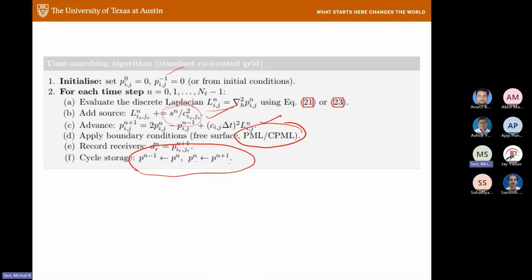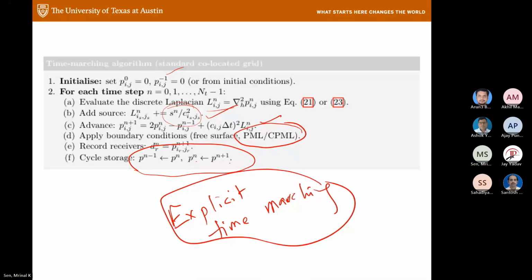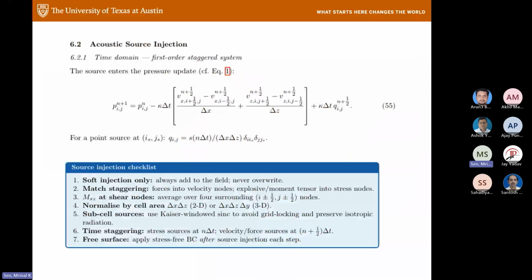Okay, so this is the explicit time marching. Okay, this is called explicit time marching, and that is the heart of all finite difference calculations.